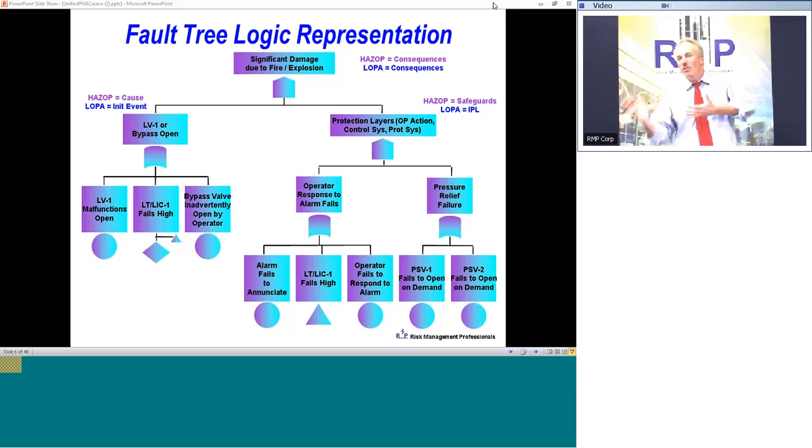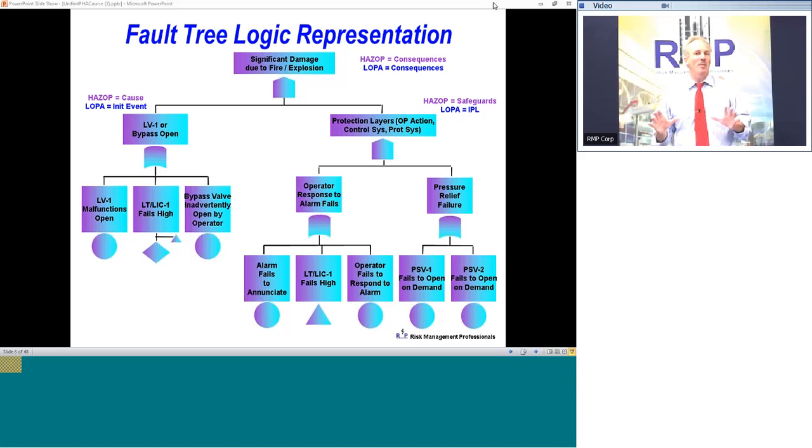On the right-hand side, if that level control valve opens up and you have the gas blow-by, what are your protection layers downstream? Well, a lot of times the operator does have time to respond, so you can look at operator response. Also, you might have pressure relief or some way to control overpressurization downstream. So the fault tree allows you to graphically depict those and also identify potential common mode failures, which in this case could be a level transmitter.